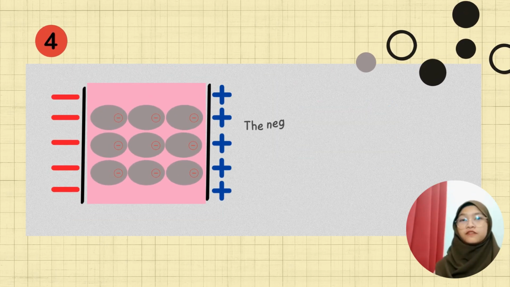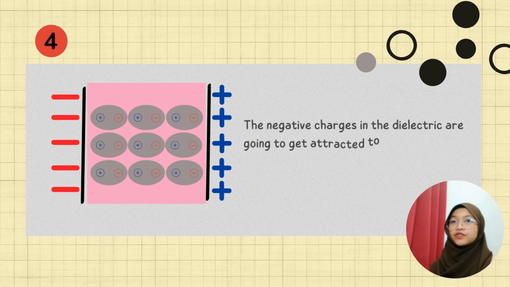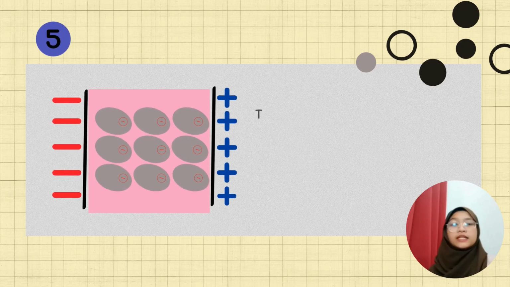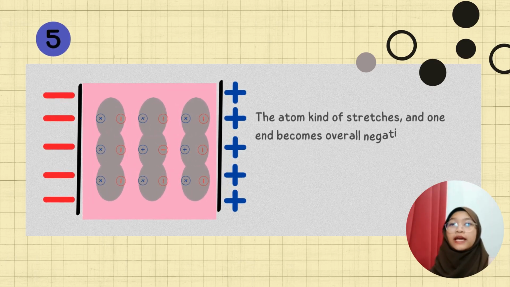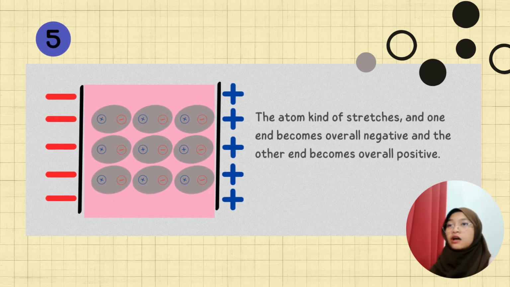Now, a close-up look of the capacitor. The negative charges in the dielectric are going to get attracted to the positive plate of the capacitor. But those negative charges can't travel to the positive plate since the dielectric is a non-conducting material. However, the negative charges can shift or lean toward the positive plate. This is when polarization occurs. The atom kind of stretches, and one end becomes overall negative and the other end becomes overall positive.